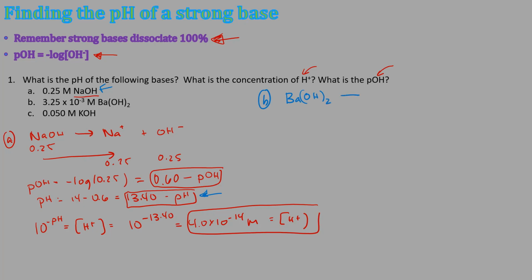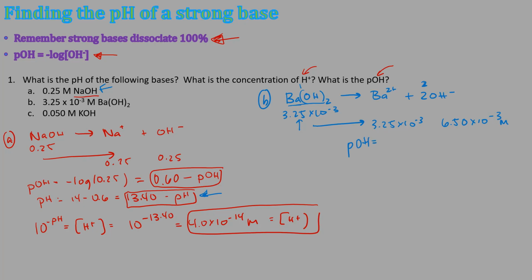There are two hydroxides there. So I'm going to get barium ions and hydroxide ions, and I'm going to get two hydroxide ions for every single one of these that dissociate. So if I have 3.25 times 10 to the negative third, and this dissociates 100%, I'm going to get 3.25 times 10 to the negative third barium, but I'm going to get 6.50 times 10 to the negative third hydroxide. I'm just going to multiply this by 2 because it's one of these for every two of these. So the molar ratio is 1 to 2. That's my hydroxide concentration.